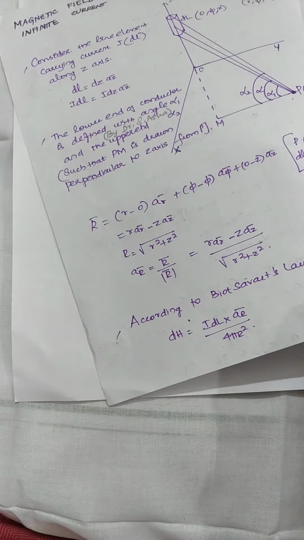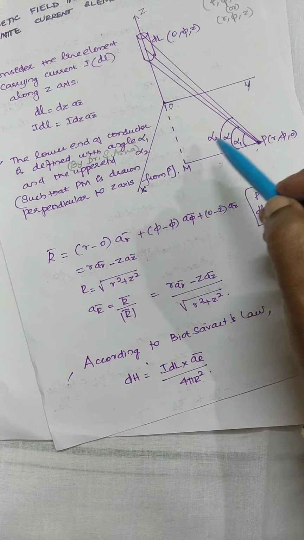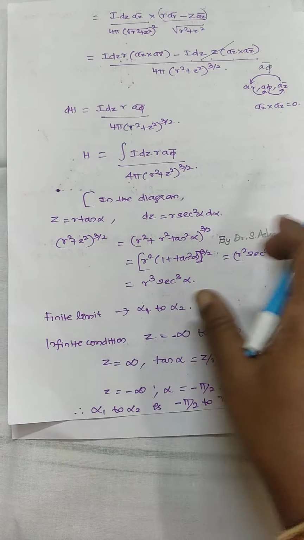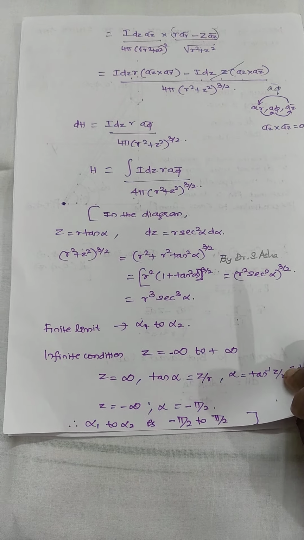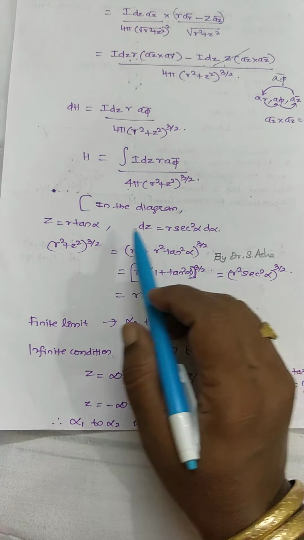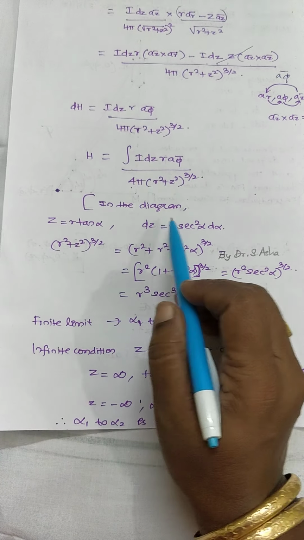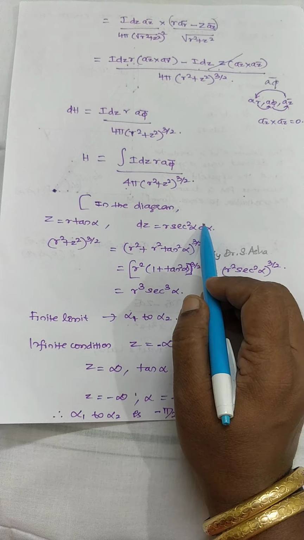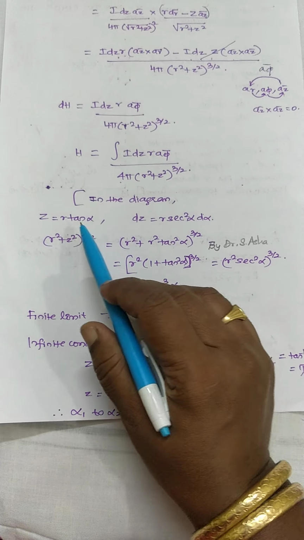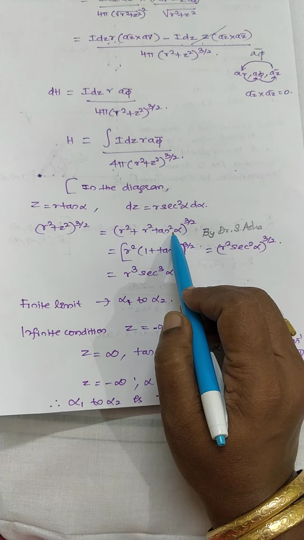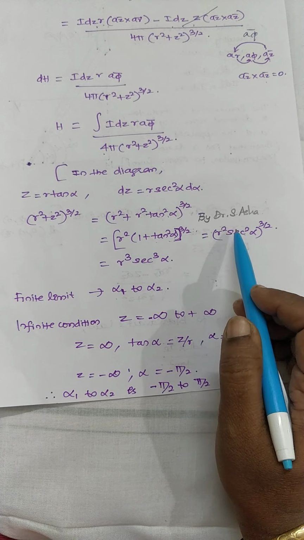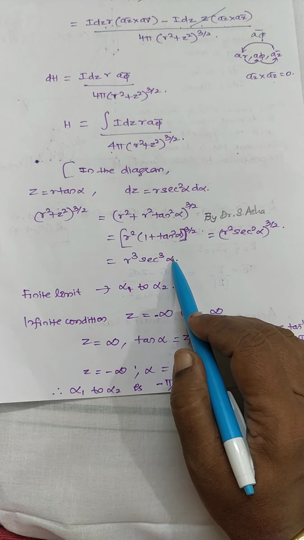By definition of this diagrammatic analysis, I have z to be defined in terms of alpha. So I can write z equal to r tan alpha from the diagram. Therefore, differentiate this on both sides: dz becomes equal to r, which is constant, times secant square alpha d alpha. Now find out (r square plus z square) power 3 by 2. It is r square as such, and in the place of z square, I have substituted r square tan square alpha. Take r square out common, 1 plus tan square alpha, which is nothing but equal to secant square alpha. So r cube secant cube alpha is the analysis.